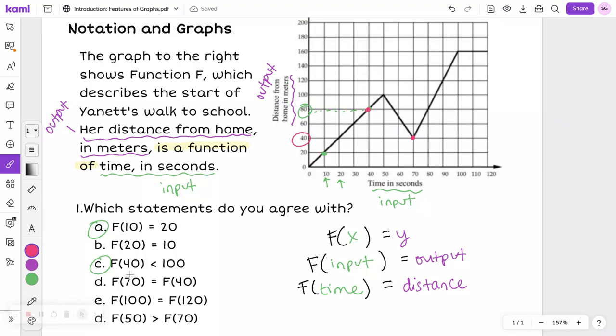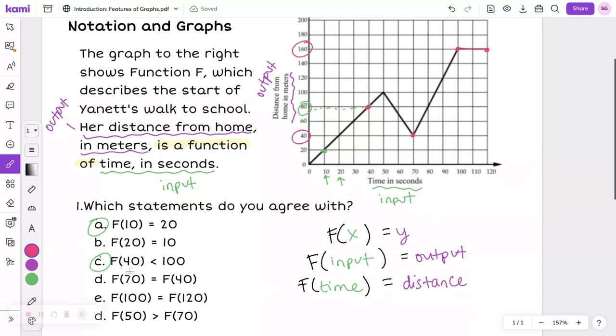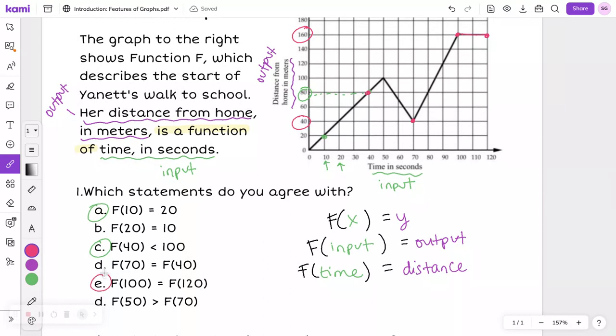Those 2 points in time, 40 seconds and 70 seconds, they do not have the same distance, so I do not agree with that. But something like E, this is saying the distance at 100 seconds is equal to the distance at 120 seconds. At 100 seconds, her distance is 160 meters, and at 120 seconds, it is the same. Her distance didn't change right there. And so I do agree with E. That last one, I think it should be an F, which is fine.